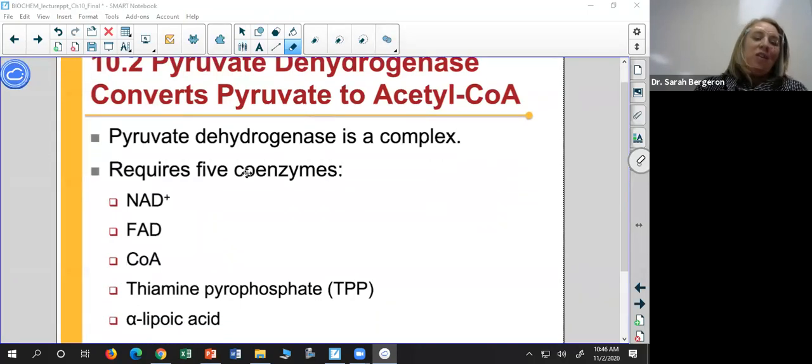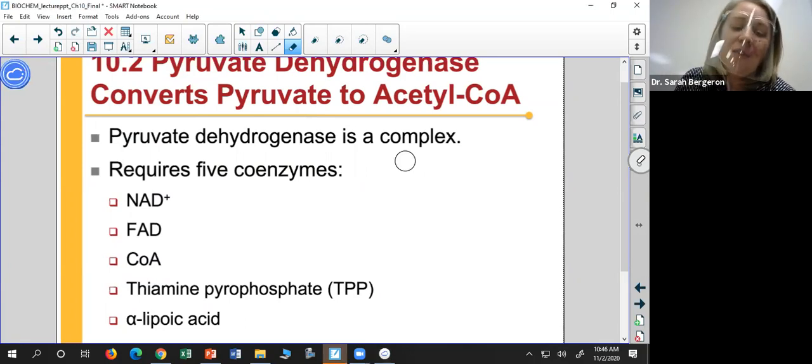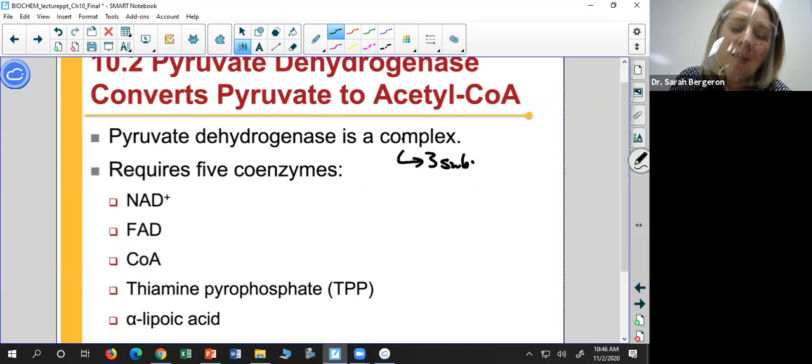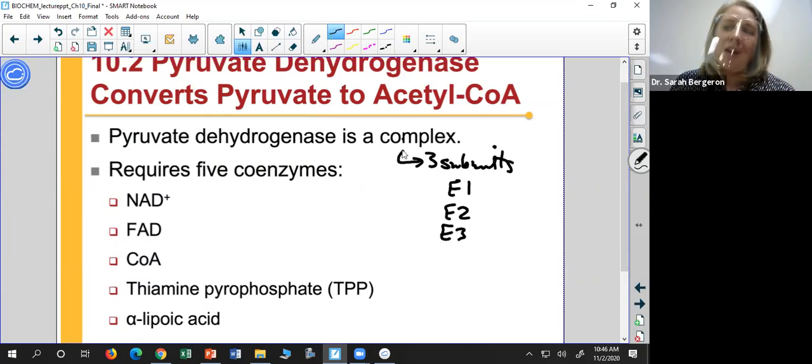In order to do that, you have one enzyme that completes the process. It's called pyruvate dehydrogenase. We say it's one enzyme, but it's really a complex. It's really quite massive. There are three main subunits, and we name them E1, E2, and E3.